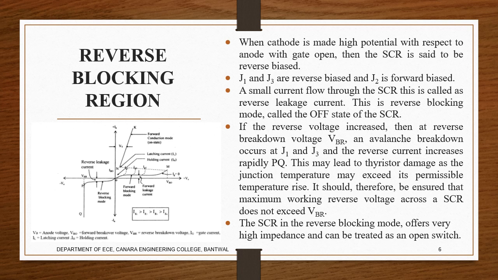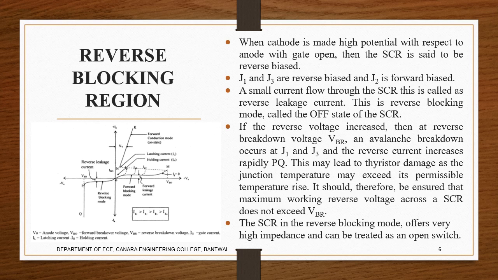What is happening in the short? The J1 and J3 junctions, which are near the anode and cathode respectively, break the depletion layer and there is a loss of electrons. The control process will stop. This is one condition, and here the SCR offers a very high impedance and can be treated as an open switch. It will not give any conduction.